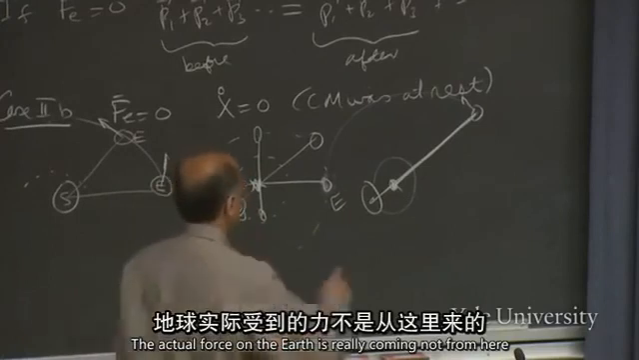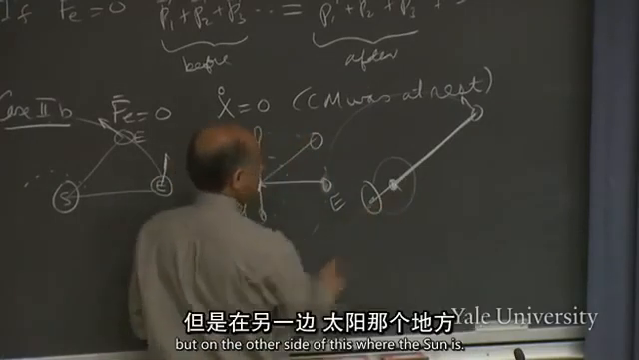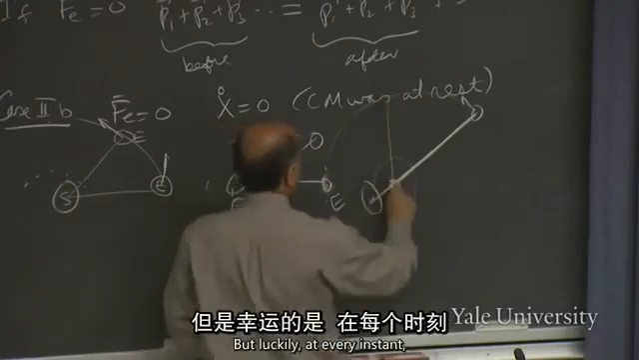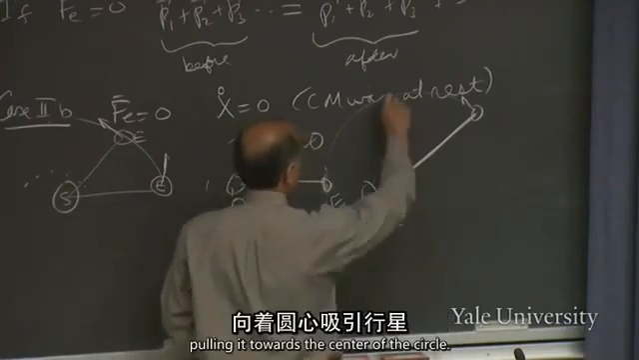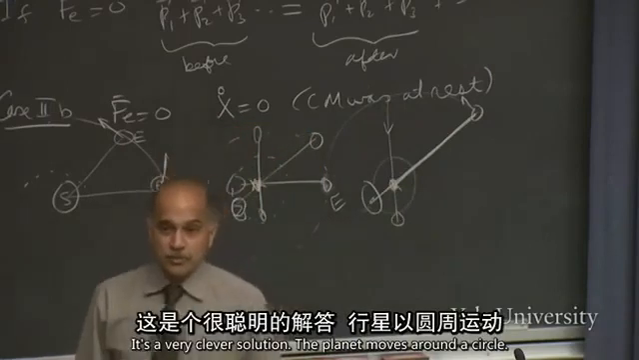The actual force on the earth is really coming not from here, but on the other side of this, where the sun is. But luckily, at every instant, the sun is constantly pulling it towards the center of the circle. It's a very clever solution.